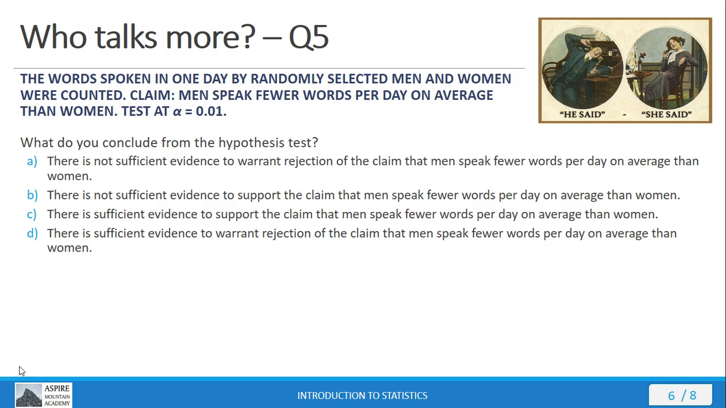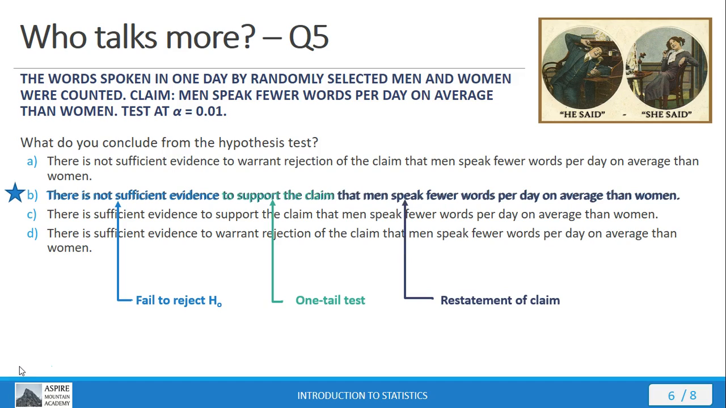Well, we know the pattern here. Did we reject or fail to reject the null hypothesis? We were outside the region of rejection, so we failed to reject the null hypothesis. Therefore, there is not sufficient evidence. We have a one-tailed test, and therefore we're going to support the claim. So the answer option that gives us those is answer option B. Again, note where each part of this statement comes from. We failed to reject the null hypothesis, so there's not sufficient evidence. We have a one-tailed test, so we support the claim, and the rest of the statement is just a restatement of the claim itself.